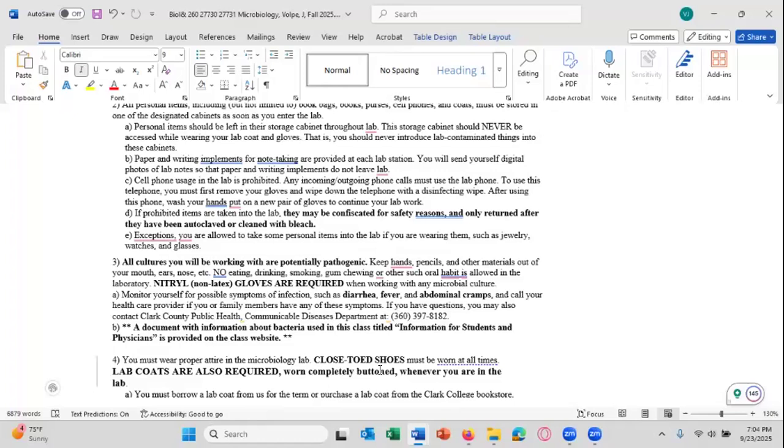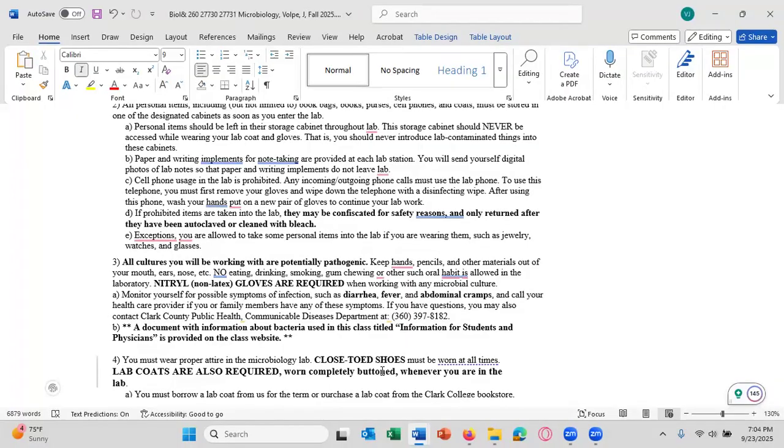Any question about that? You may wear sandals or open-toed shoes or thongs on your feet for Clark College, but when you come to the microbiology lab, you should switch your shoes either before you enter the lab or right after you enter the door, before you walk away from the cubbyhole. Any question about that?